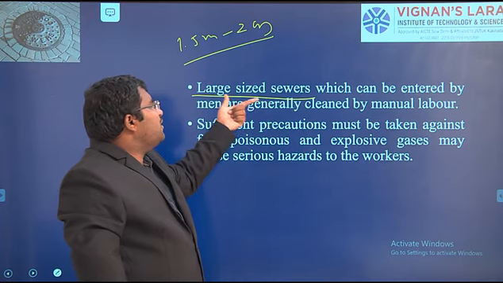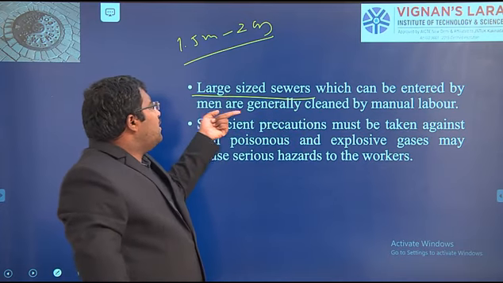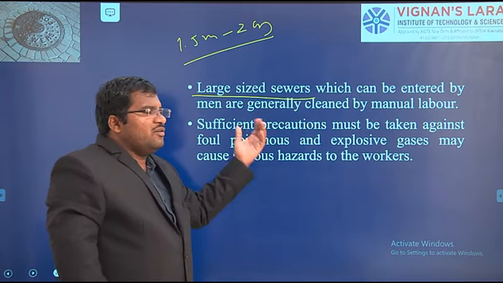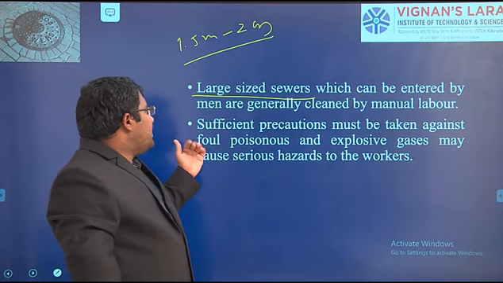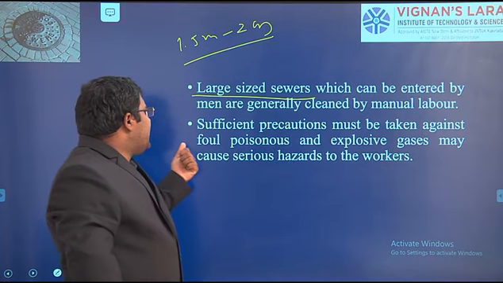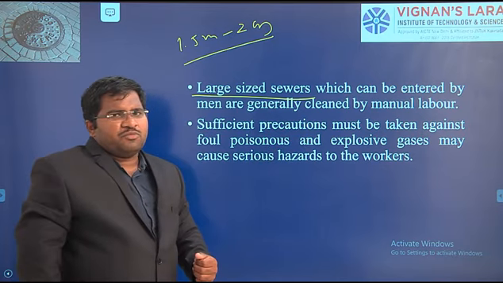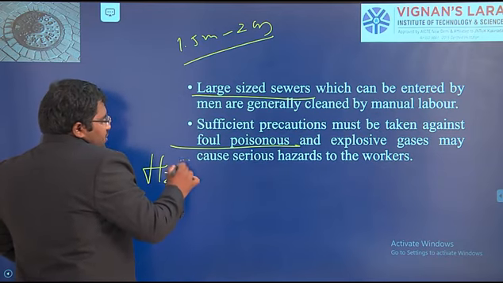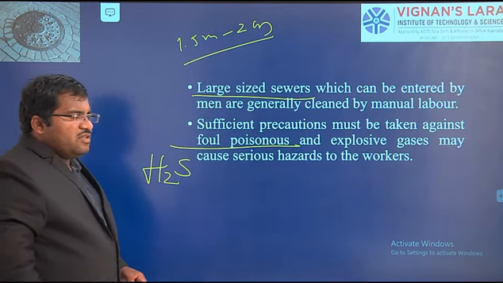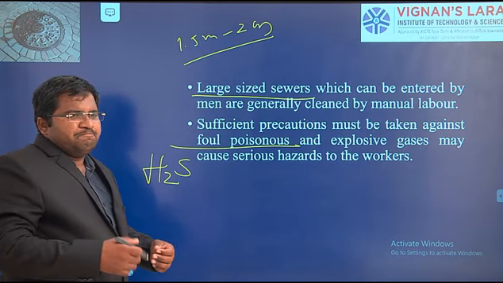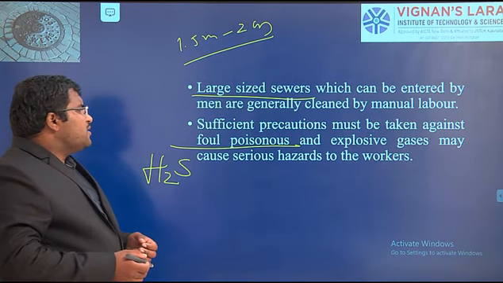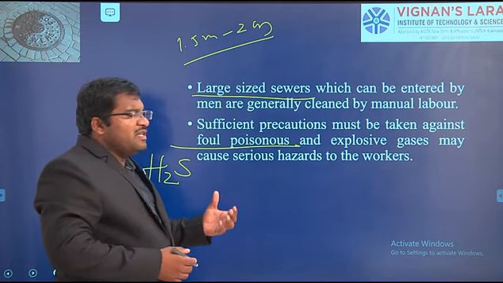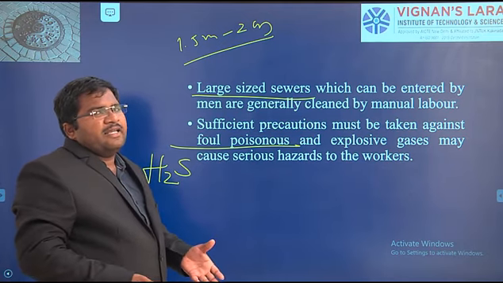Okay, here what he told, sewers which can be entered by men are generally cleaned by manual labor. Manual labor will be used and we will clean it, right? Sufficient precautions must be taken against foul gases. Okay, so what are the foul gases here? The foul gas is H2S, hydrogen sulfide. So it will give a roasted egg smell, right? Because of that smell, labor will feel discomfort, even sometimes they can die, right?